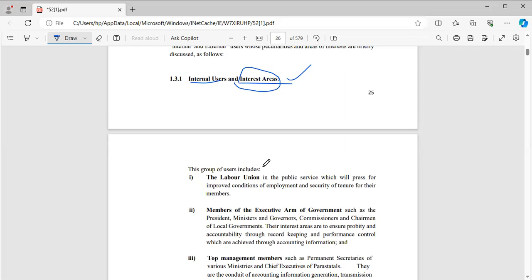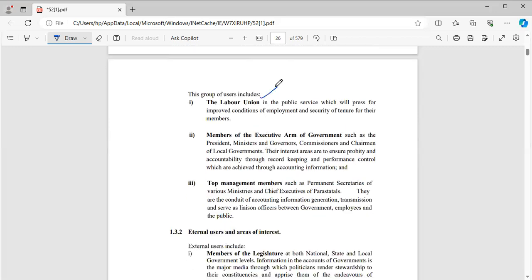So the internal users include labor union, members of the executive arm of government, such as the president, the ministers, the governors, commissioners, chairmen of local government. All these are the internal users of public sector accounting information. Why do they need this information? Their interest areas are to ensure probity and accountability through record keeping and performance control, which are achieved through accounting information. Please go through this.